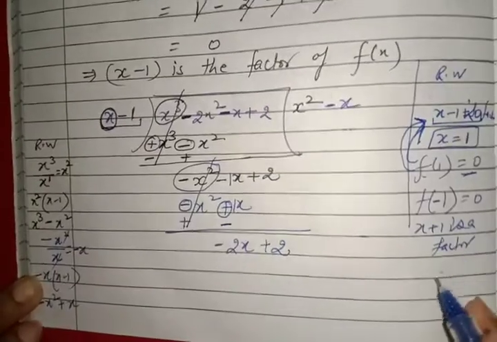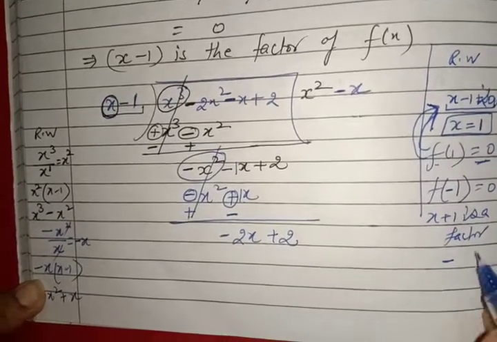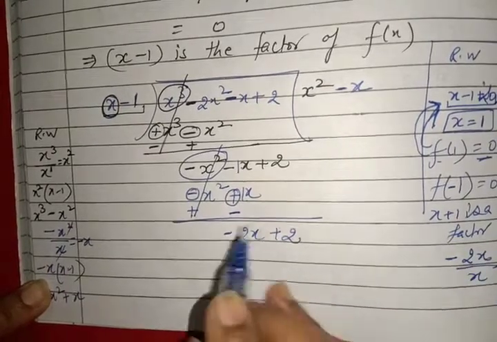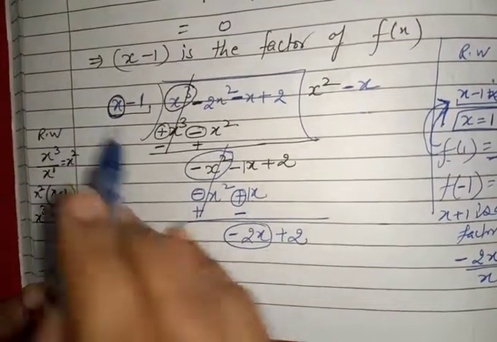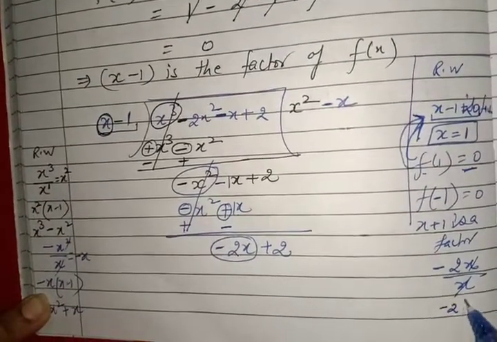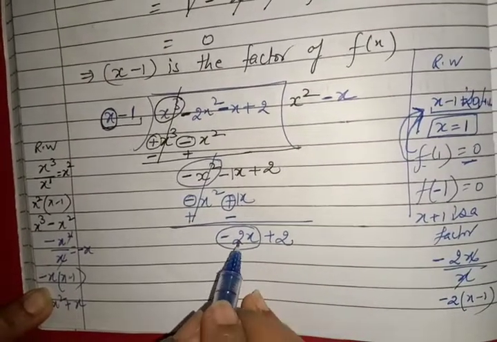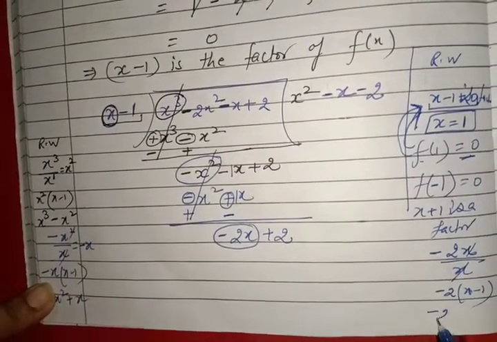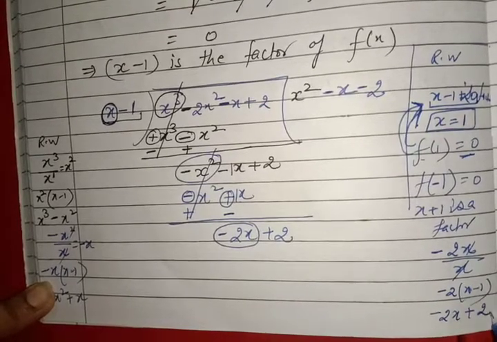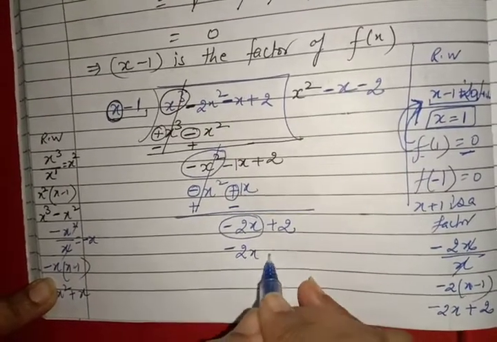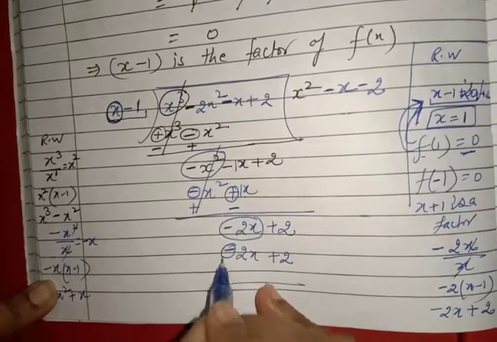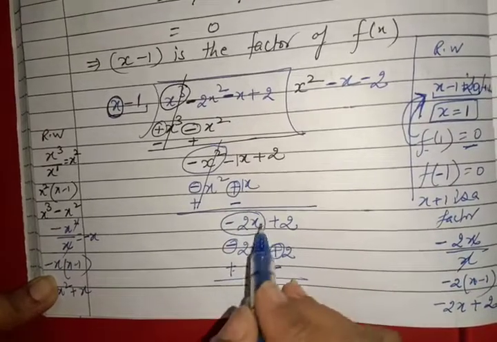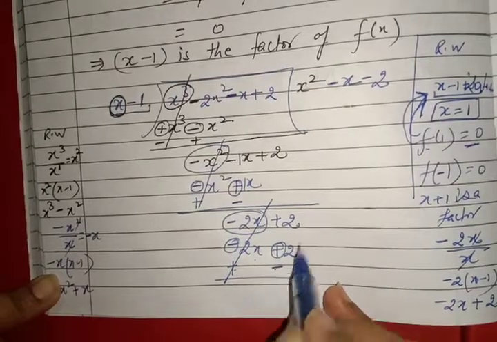Clear? Then again the next step, you can see in the description box also. I will give the link for the long division video. So minus 2x by x. Now this first number, divide this by x. What will you get? Minus 2. Multiply this minus 2 with this x minus 1 whole. What do you get? Minus 2x plus 2. Right here, minus 2x plus 2. Change the sign. This minus will become plus and this plus will become minus. Minus 2x plus 2x is 0, plus 2 minus 2 is 0.